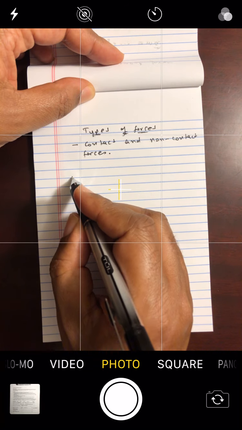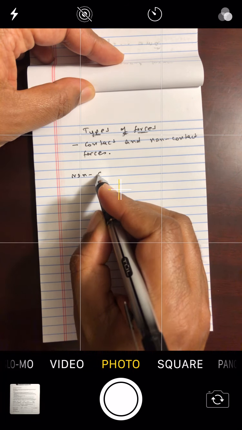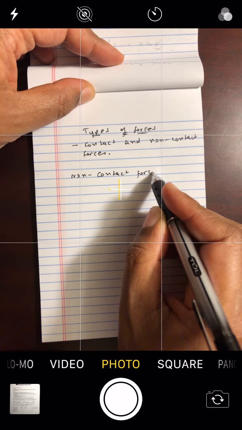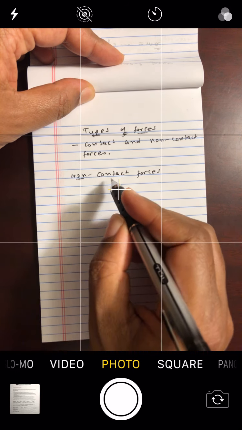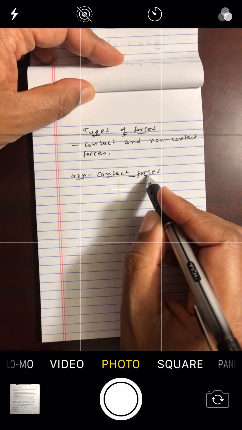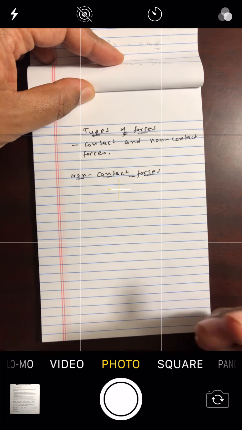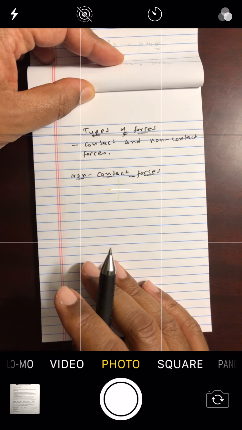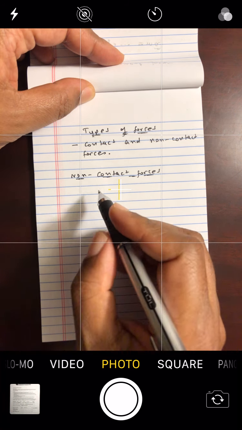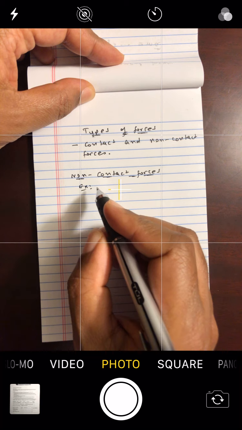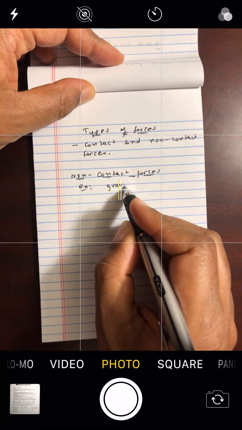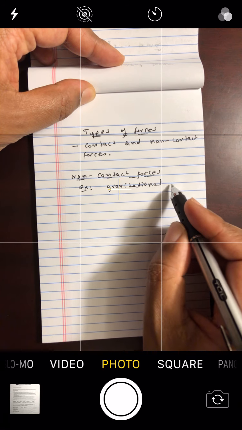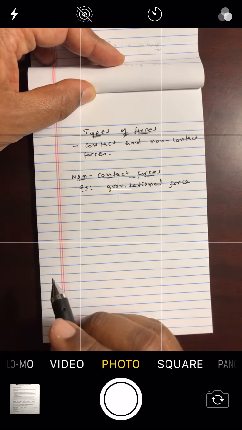So first let's start with non-contact forces. These are usually natural forces. Examples include an object falling towards Earth even though there is no connection between Earth and the object. So one example is gravitational force. Gravitational force is a non-contact force. It can exert force without touching the object.